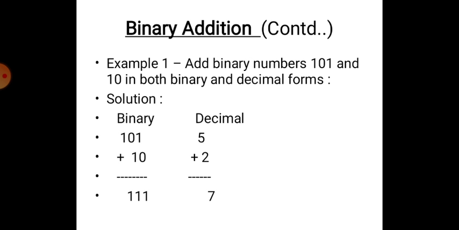We'll take up one example, that is add binary numbers 101 and 10 both in binary and decimal forms. Solution: in binary you are adding 101 plus 10. The same numbers in decimal can be represented as 5 and 2. So when you add 5 plus 2, you get 7. Similarly, when you add 101 plus 10, you get 111. So 111 in binary is equal to 7 in decimal.